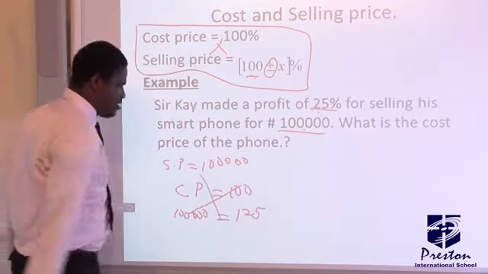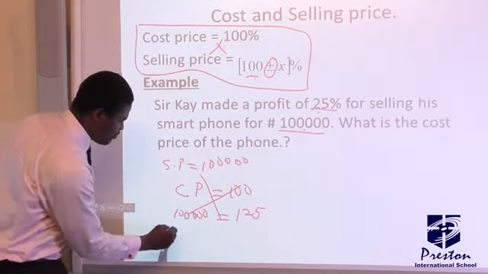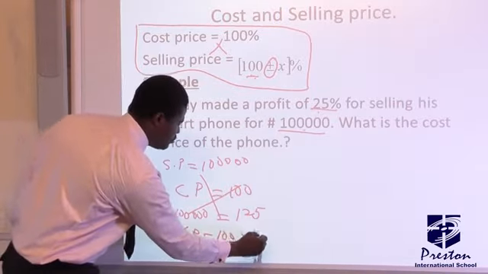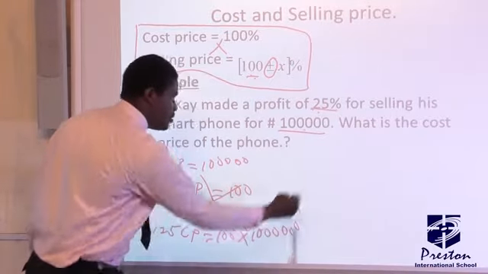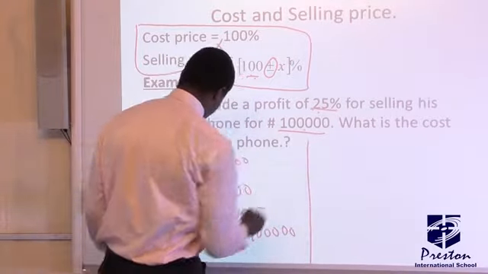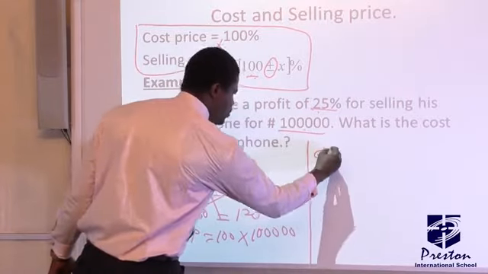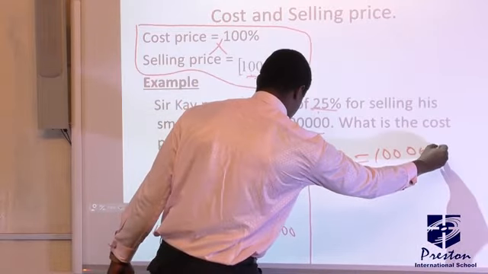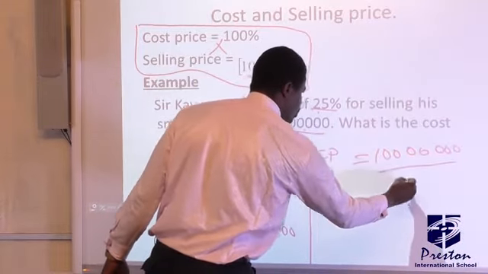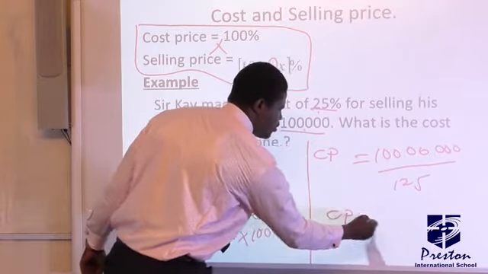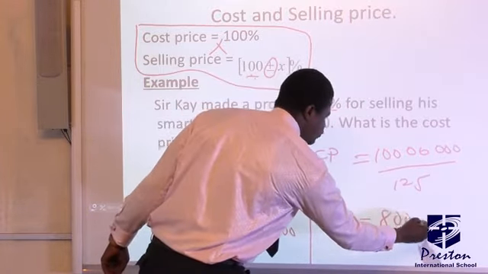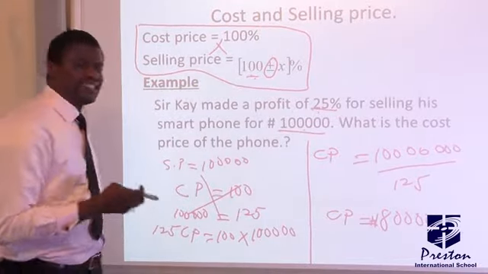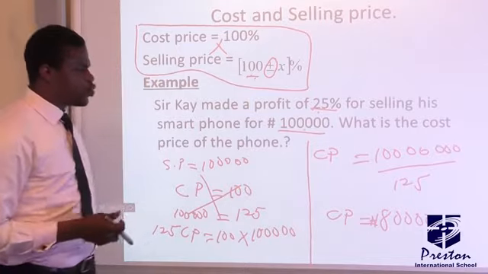When you cross multiply and solve, you will have 125 CP is equal to 100 times 100,000. Then at this point, you divide through by the coefficient of CP. So CP is equal to 100 times 100,000 divided by 125. So this CP will give us 80,000 naira. That means the cost price for the phone is 80,000 naira. So take note of this formula.